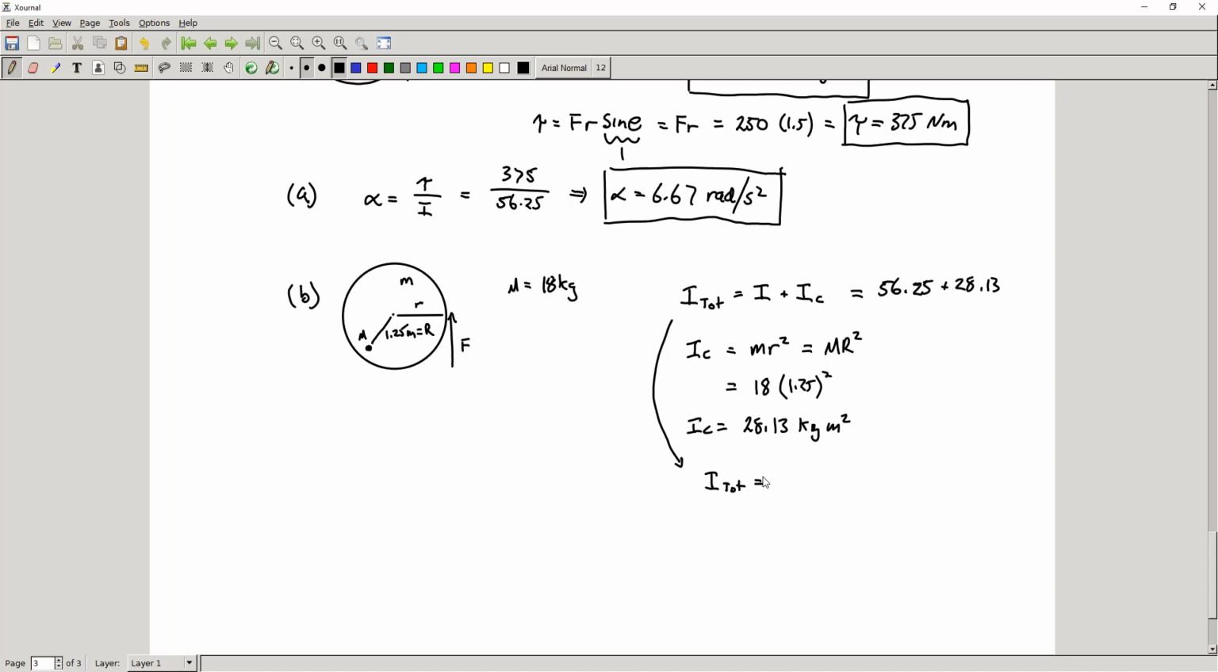That our new I total is going to be, I have it here, 84.38 kilogram meter squared. Okay, and so this is now the new moment of inertia for the system with a child sitting on the merry-go-round. So the whole system together now, right? And now we simply have to go back to what we did before. The force applied by the person pushing on the merry-go-round hasn't changed, and so the torque hasn't changed. The only thing that has changed is our moment of inertia, right?